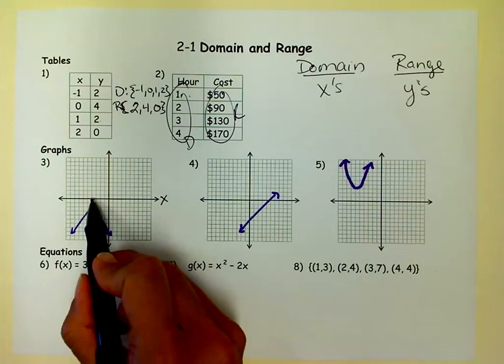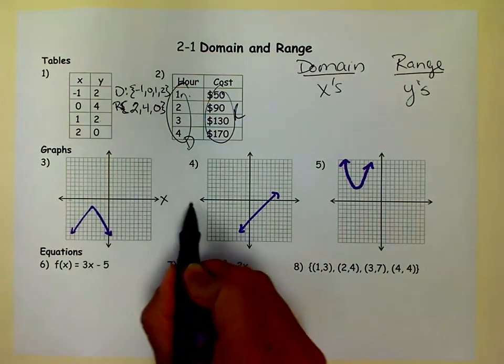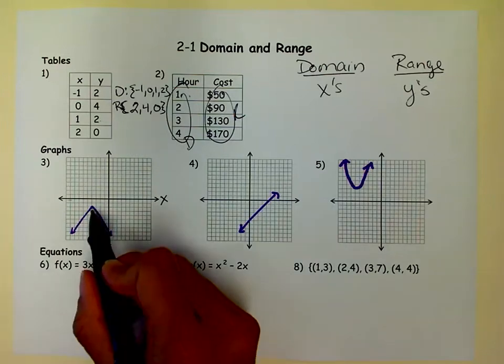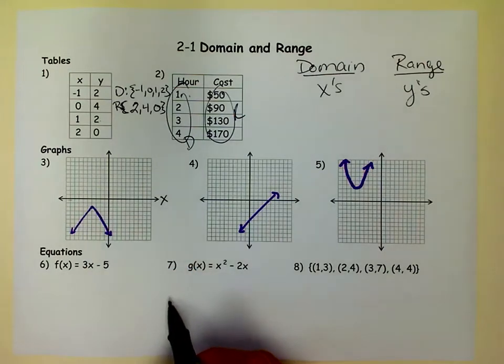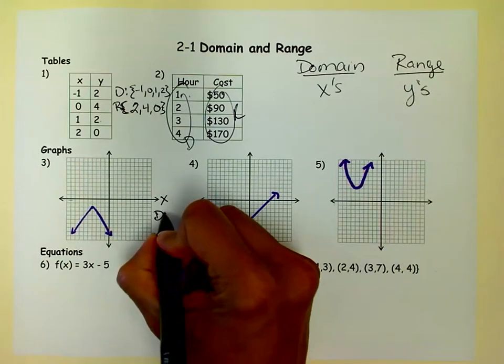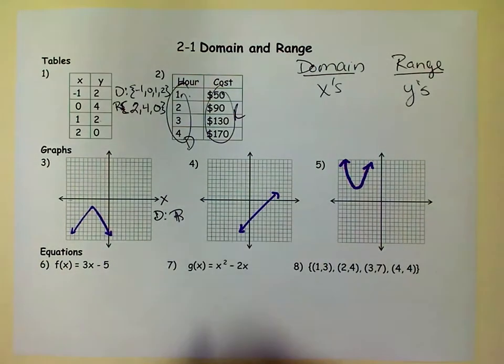So what you're looking for is, does it go that way, left and right? You'll see that my arrow is going down and left forever, and right and down forever. So the left and right, the domain, is all real numbers. And sometimes we put that fancy little R there to mean real numbers.